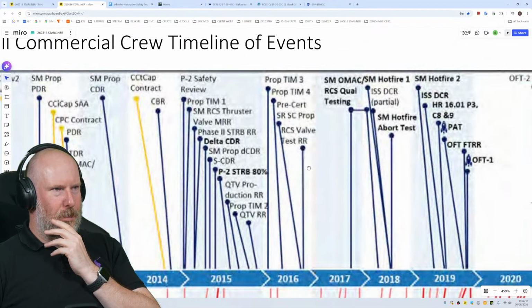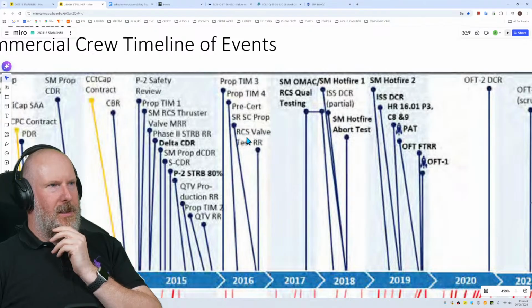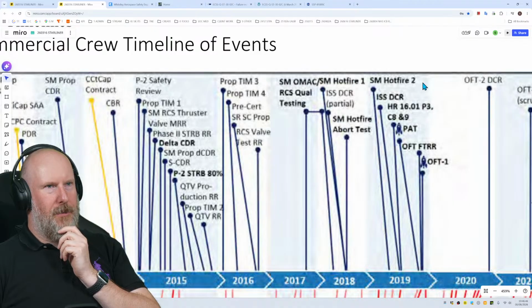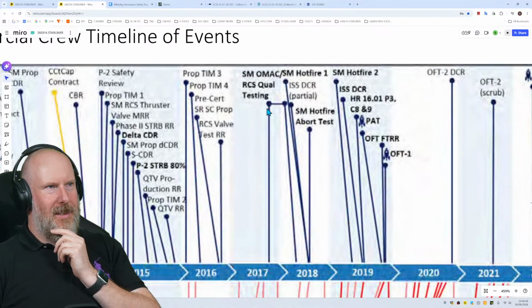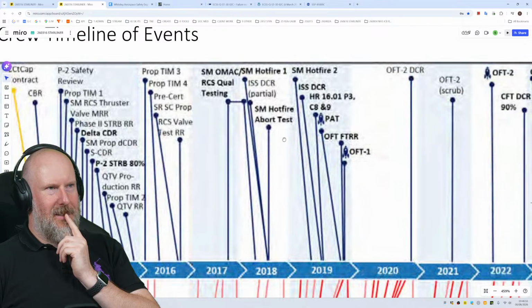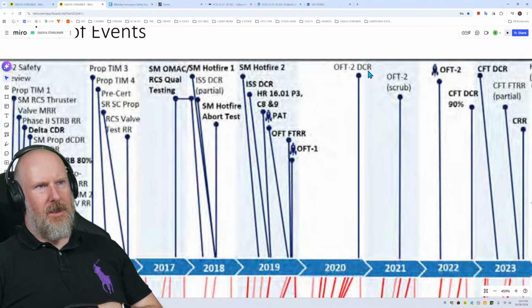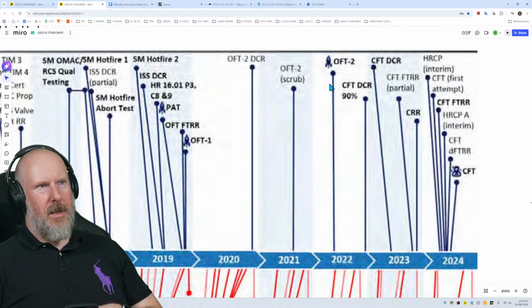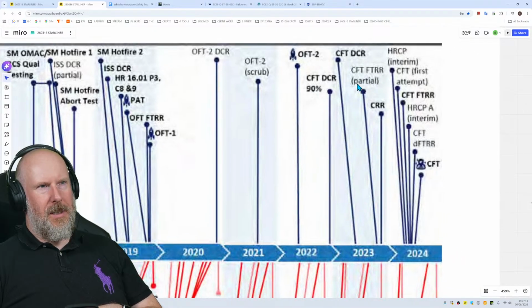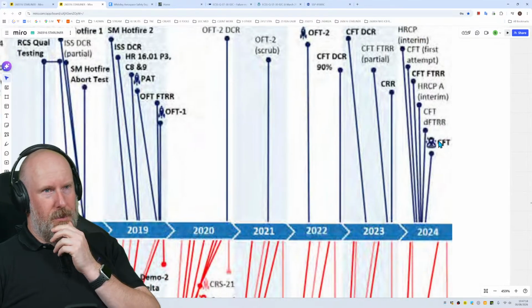QTV, production, prop, test, OMAC, SM Hotfire 1, SM Hotfire 2, RCS qual testing. So that was 2718. SM Hotfire abort test. OFT, FTRR, OFT1, so that was 2019. OFT2, OFT2 scrub, OFT2, CFT DCR, CFT FTTR partial, CRR, HRCP, CFT, oh gosh, all of those, crew flight test.